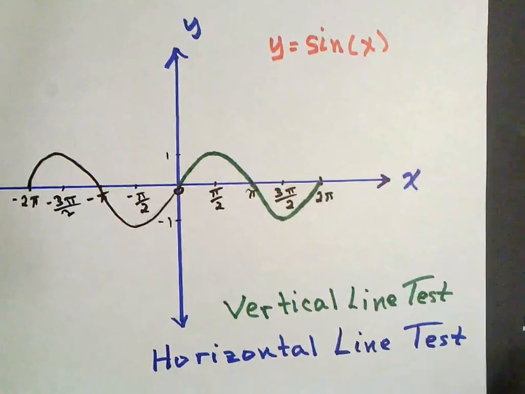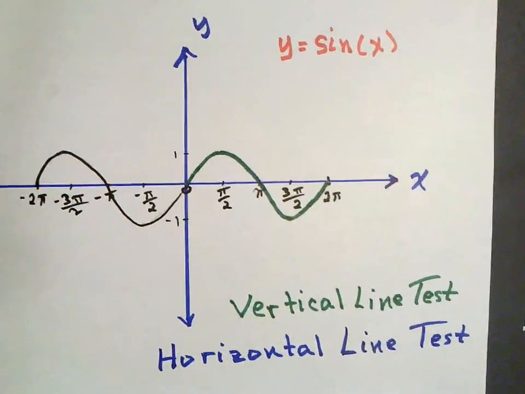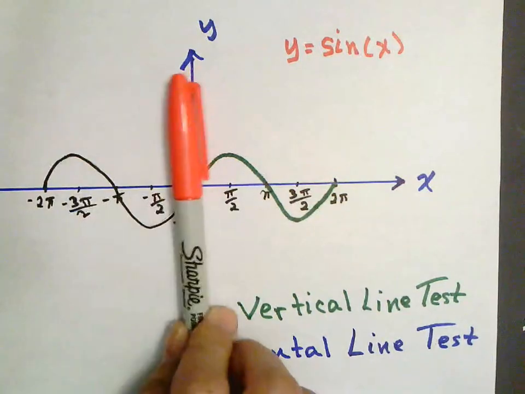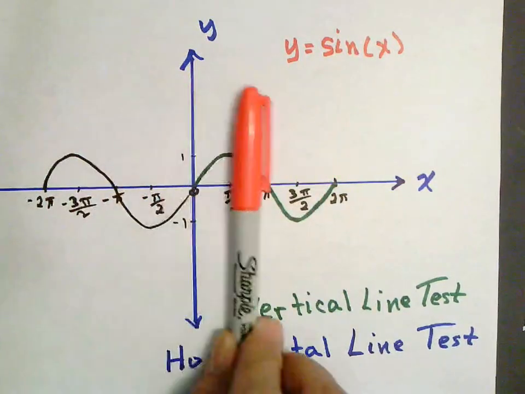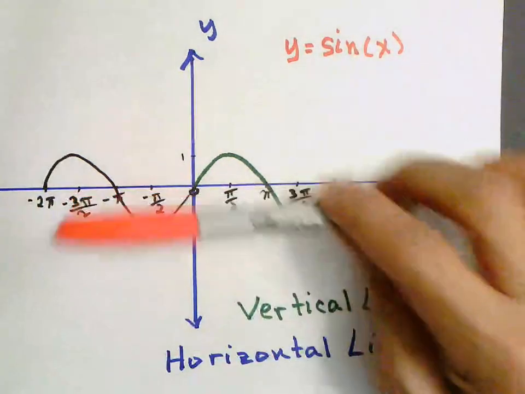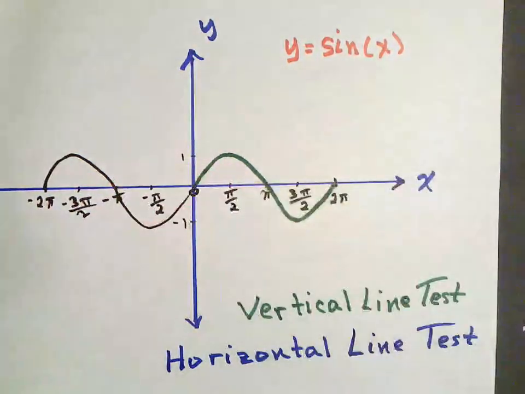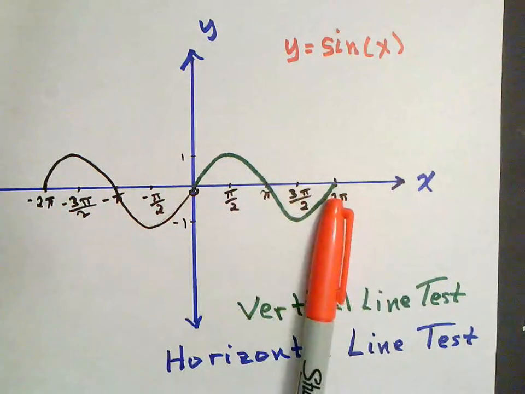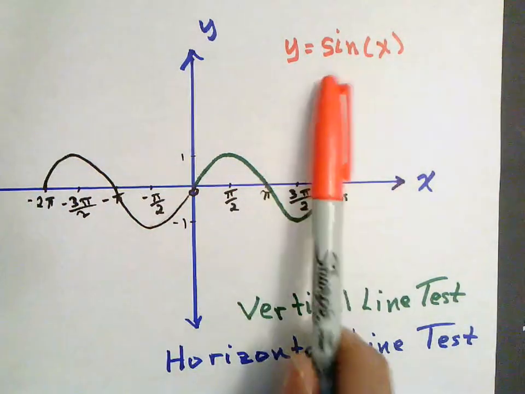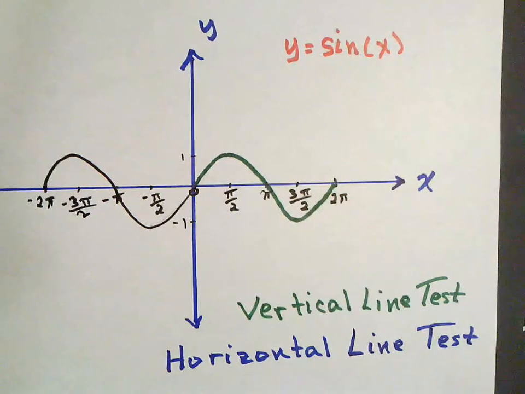Here I sketched two cycles of the sine function to indicate the vertical line test and the horizontal line test. The vertical line test says draw any vertical line. If it touches the graph at only one point, it is a function. So sine is a function. The horizontal line test, draw any horizontal line. If it touches the graph at one point, then that graph has an inverse. Well, look, you see this horizontal line, the x-axis? 1, 2, 3, 4, 5 places it's touching. So this function, y equals sine of x, does not have an inverse.